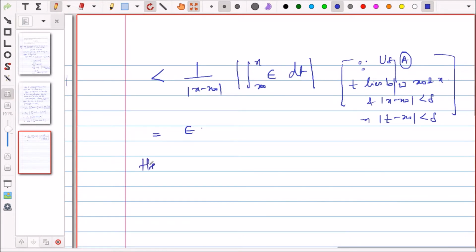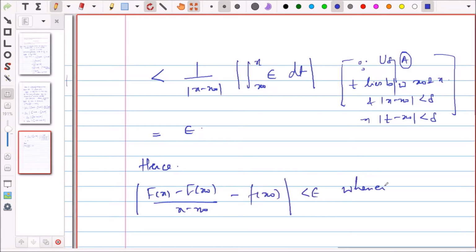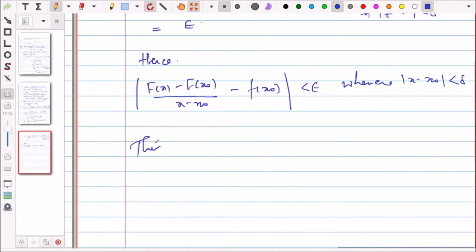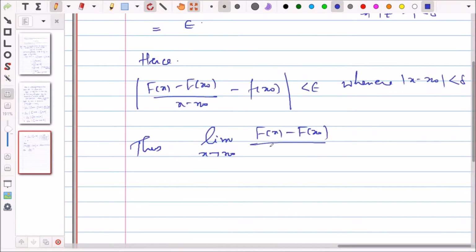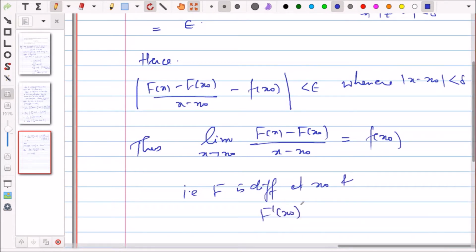So hence fx minus fx naught by x minus x naught minus fx naught is less than epsilon whenever x minus x naught is less than delta. Thus limit x tends to x naught fx minus fx naught by x minus x naught is equal to fx naught, that is f is differentiable at x naught and f dash x naught is equal to fx naught.